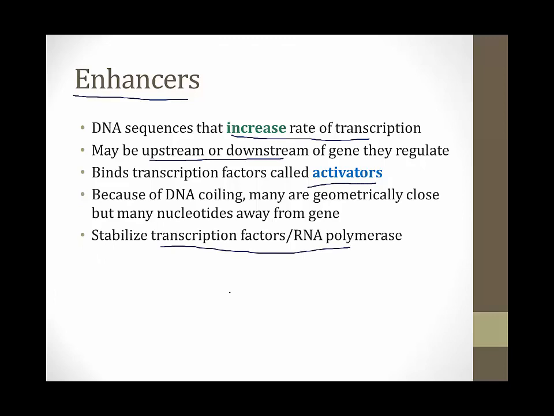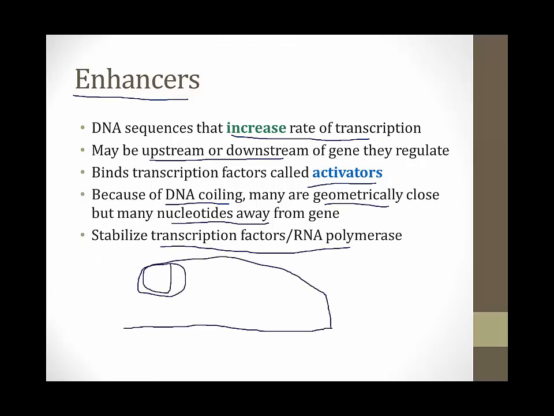Now, one thing that's interesting about enhancers, and one thing you should know for Step 1 of your boards, is that because of DNA coiling, the enhancer region of DNA may be geometrically very close to the gene that is being transcribed, but may be many, many nucleotides away. For example, if this is our gene to be transcribed, we may have an enhancer region that is way upstream, but because of DNA coiling, it's twisted around and ends up being geometrically very close, and therefore it can function as an enhancer for a gene that's very far away in terms of the number of nucleotides.